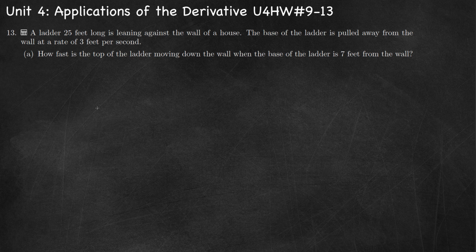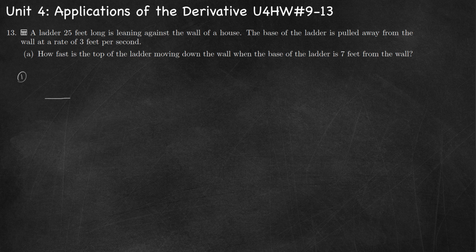Number 13, a ladder 25 feet long is leaning against the wall of a house. The base of the ladder is pulled away from the wall at a rate of 3 feet per second. How fast is the top of the ladder moving down the wall when the base of the ladder is 7 feet from the wall? So first let's draw our sketch.